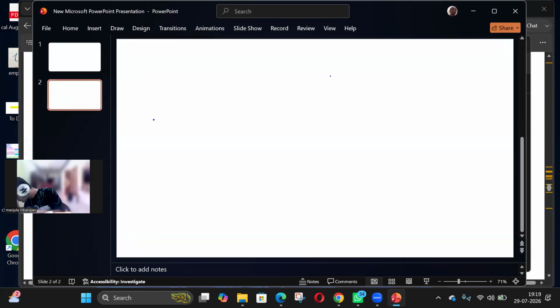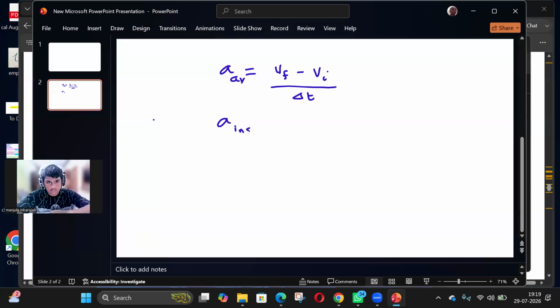The linear acceleration is the increase in velocity. So I can say final velocity minus the initial velocity, and the amount of time taken for this increase, delta t. Since delta t is a finite time interval, this acceleration is like an average acceleration. If it's instantaneous acceleration, the time interval is very small; this will be dt, and v final means v initial.